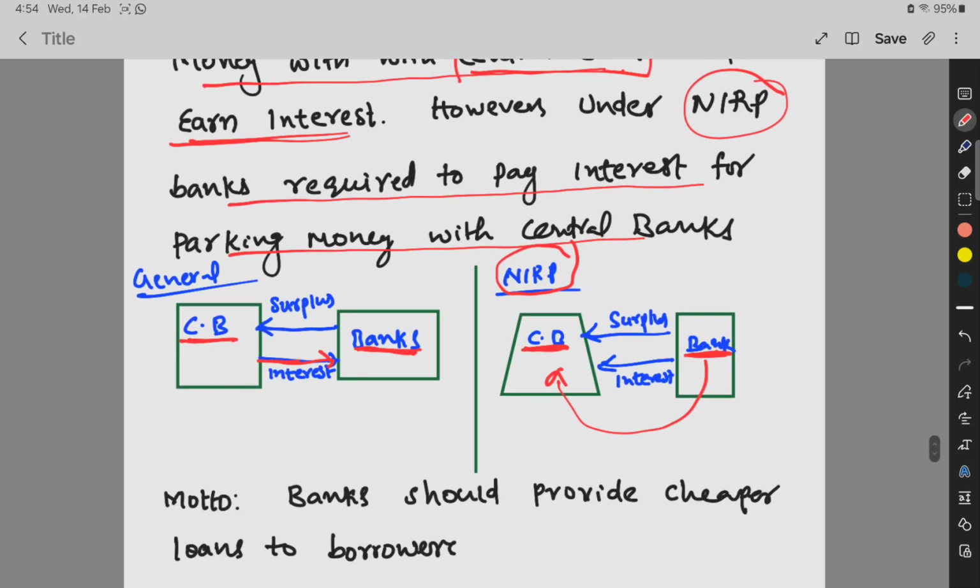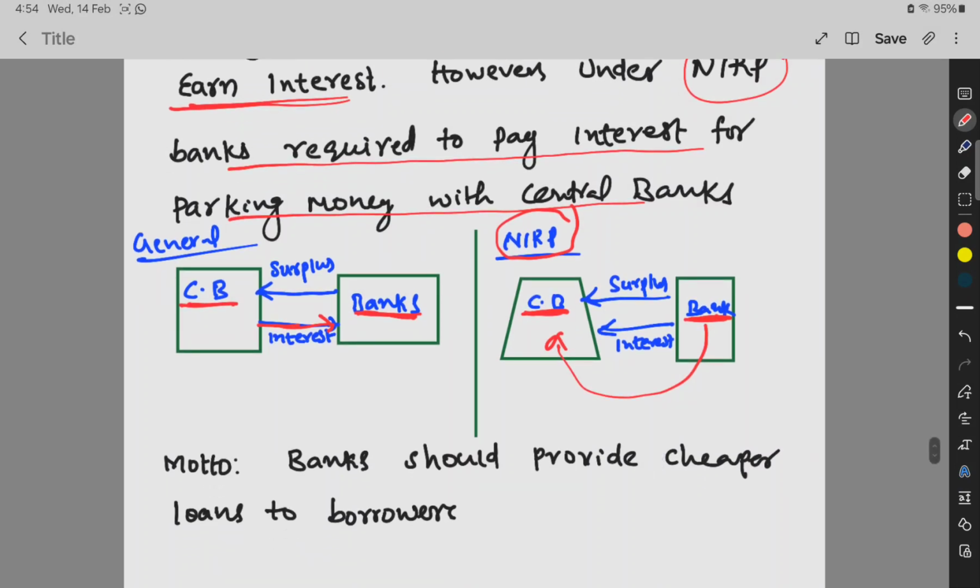What is the motto behind this policy? Simple. The central bank wants to provide money to the people at cheaper rates of interest, so that banks will give the money to the people rather than keeping it with the central bank, so that demand in the economy will increase.